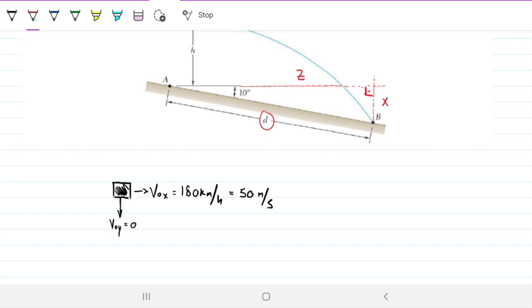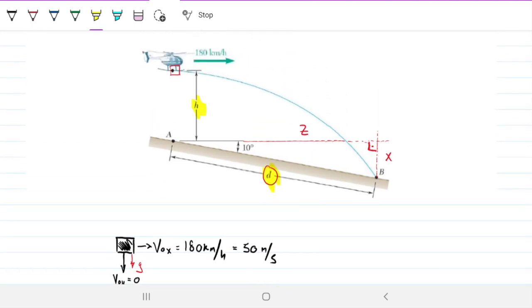Brilliant. And we know the only force acting upon this loose part here is actually gravity, so we're going to have acceleration due to the force of gravity. Brilliant. Now, what do we need to do? What are the two things they're asking for? We need to find D and H. Okay, so to find D, that's very straightforward.